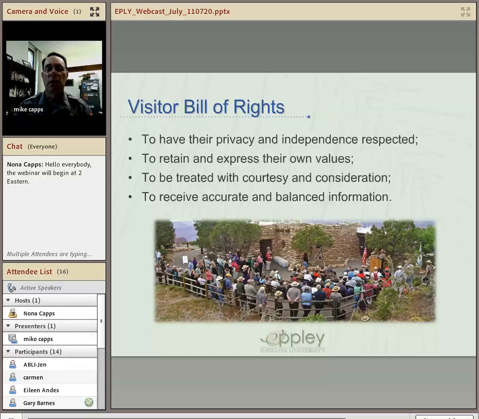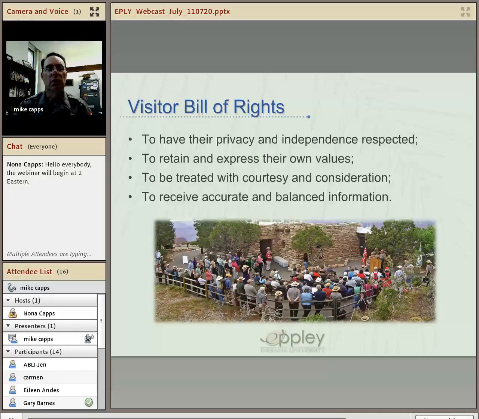We often talk about doing interpretation. Interpretation really isn't something that we should do to people. Some folks are going to come and connect to the resource without our involvement, and that's okay too. They have a right to have their privacy and independence respected, and to retain and express their own values. I mean, we're not out to judge people as to why they're visiting the park or how they feel about these things. They come in with their own set of values. We need to be respectful of that as well.